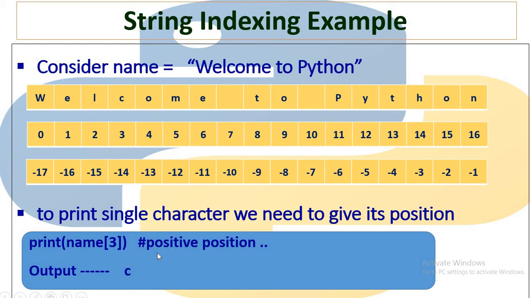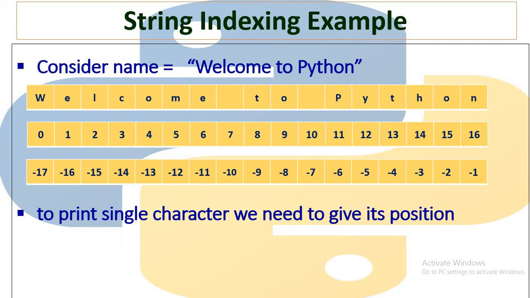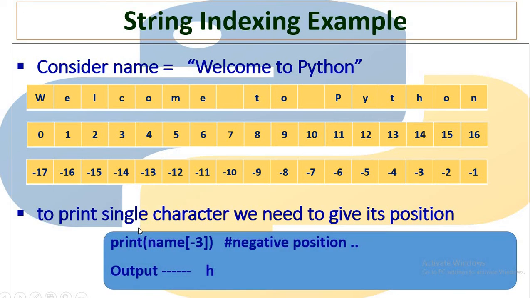Now if we want to print using a negative position, negative indexing, that is also possible. See the negative indexing, so C is at position -14. So you can print it from -14 as well. Here I have put -3, so -3 it will print H. So this is how we can access individual characters of a string by using the subscript operator.